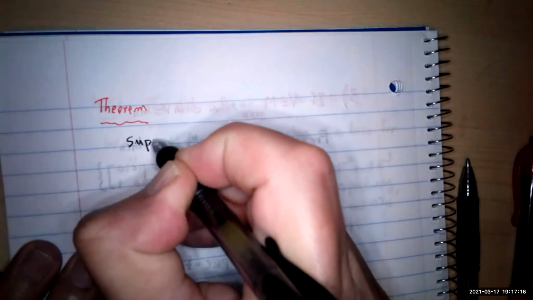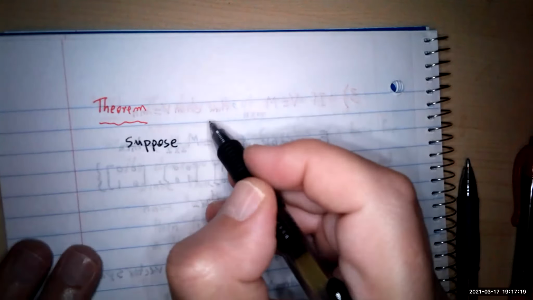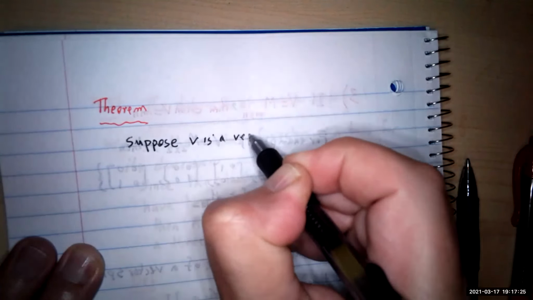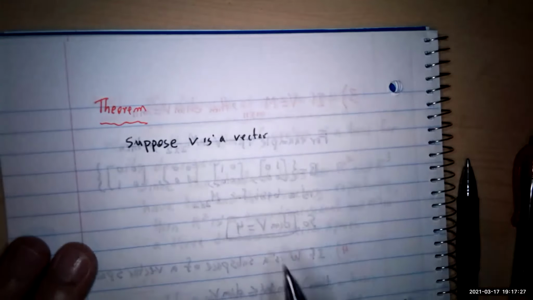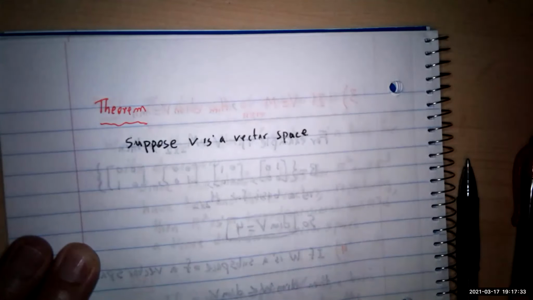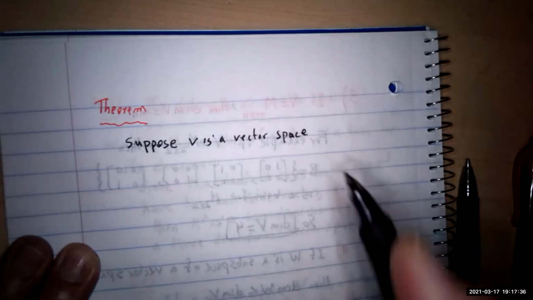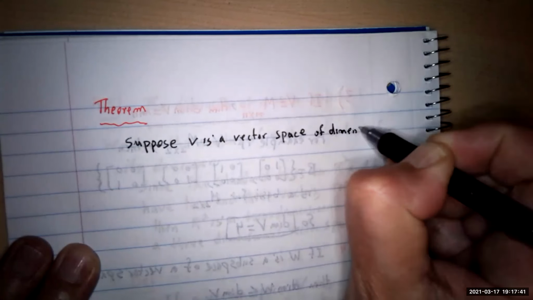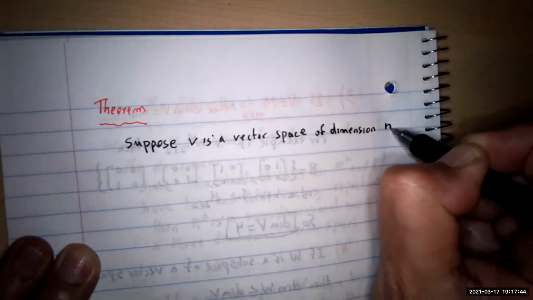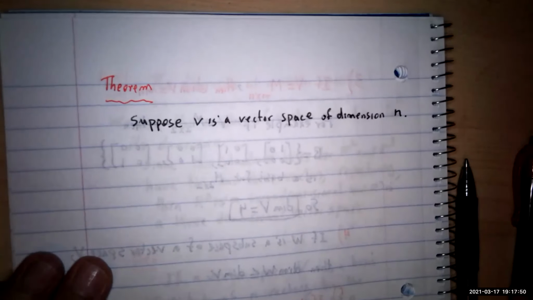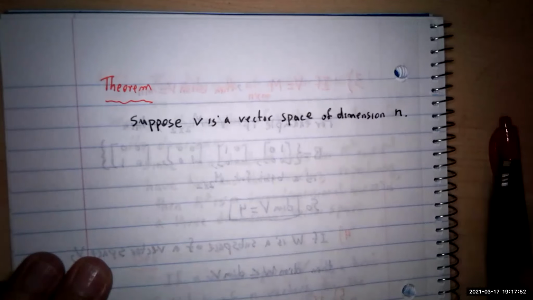Suppose V is a vector space of dimension n. Dimension n means any basis would have n vectors. That makes things easy for us.